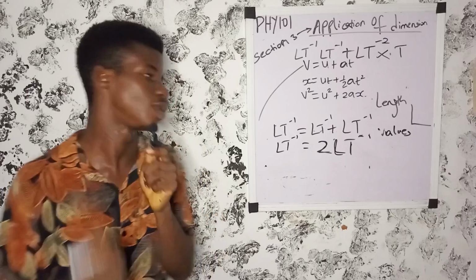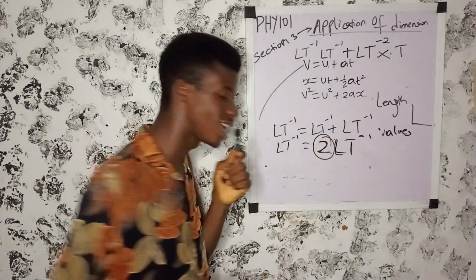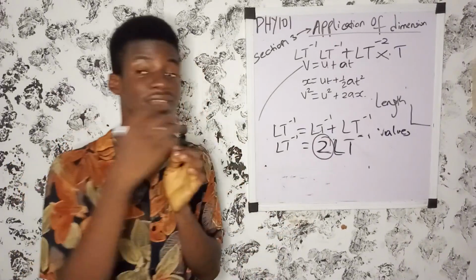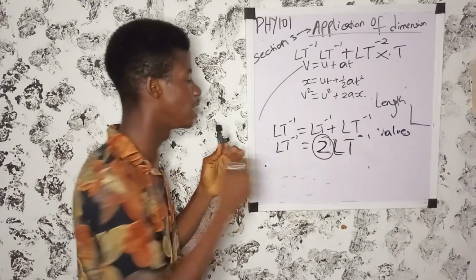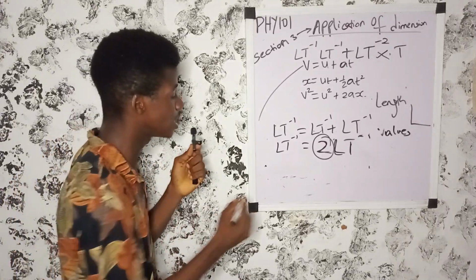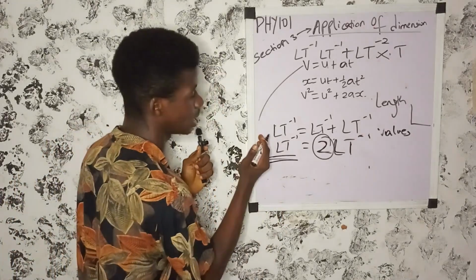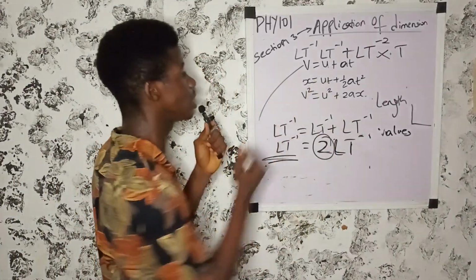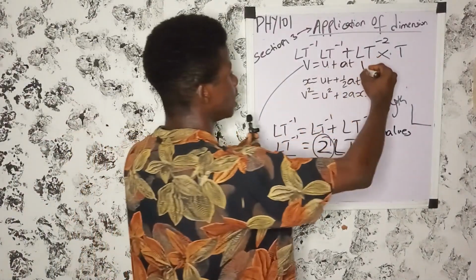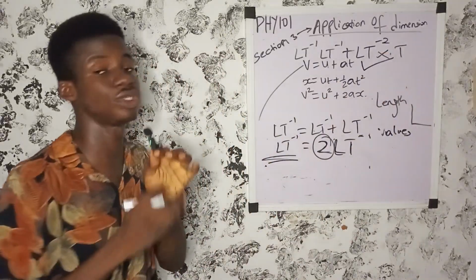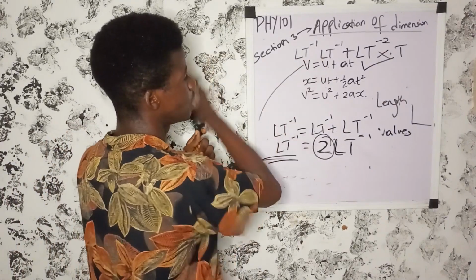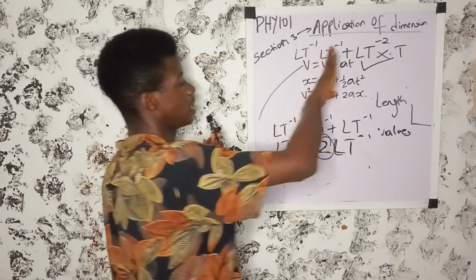Now, if you can recall, I told you that values do not have dimension, so we usually neglect them. In the end of everything, we find out that the total dimension here is the same thing as the total dimension here. This tells you that this equation is dimensionally correct. This equation is correct, because the total dimension in this place is equal to the total dimension in this place.